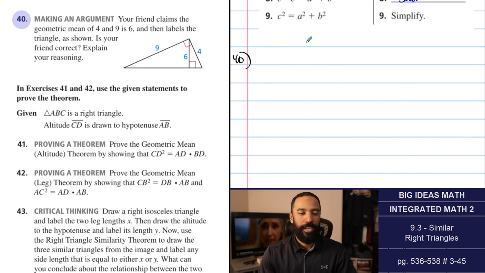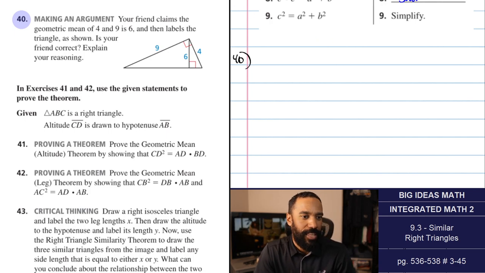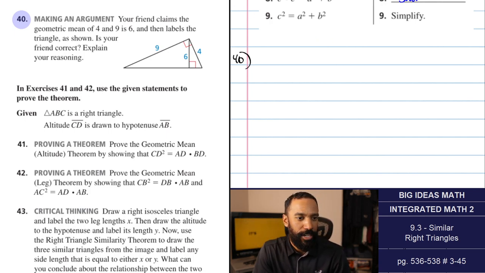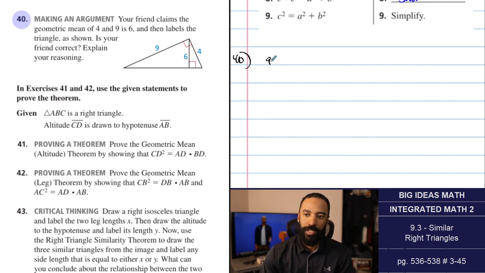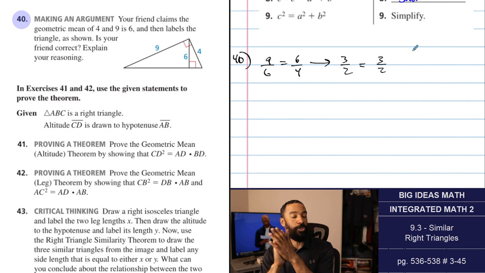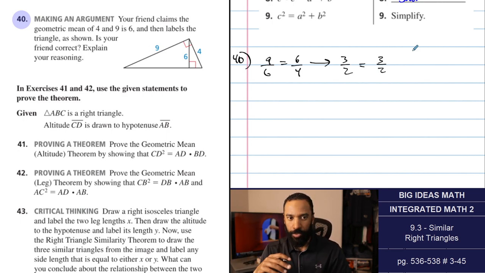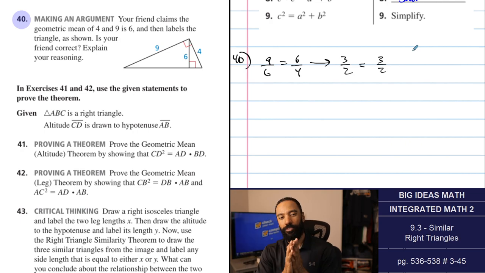Making an argument. Your friend claims the geometric mean of 4 and 9 is 6, and then labels the triangle as shown. Is your friend correct? Explain your reasoning. The geometric mean of 4 and 9 is 6. I know that because 9 over 6 is the same thing as 6 over 4. That is 3 halves. So you're multiplying by 3 halves to get from 4 to 6 and from 6 to 9, or by 2 thirds to go from 9 to 6 and 6 to 4. So your friend's correct there.